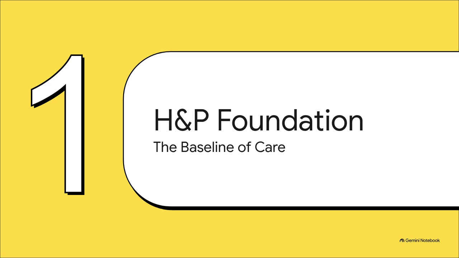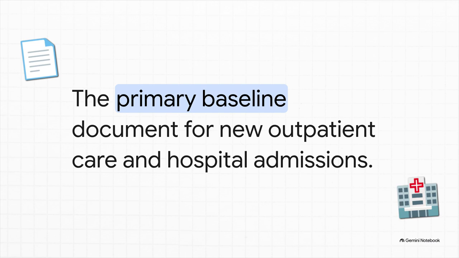First up, Section 1, the comprehensive H&P foundation, the baseline of care. So the comprehensive H&P is typically obtained when a provider sees a patient for the very first time in a general medical setting or when a patient is being admitted to the hospital. You really need to think of it as the primary baseline document. This record establishes the foundational blueprint for all subsequent clinical management.